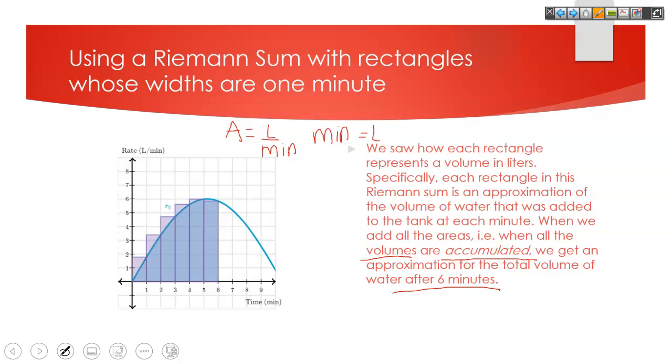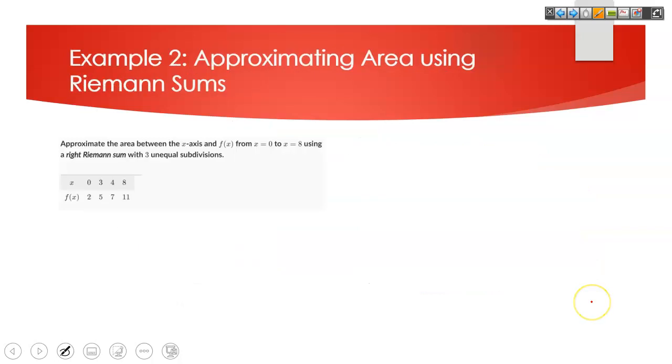And then coming back, I feel like we haven't done a Riemann sum in forever. Alright. Approximate the area using a Riemann sum. So you're given a table, you're given an interval, you're told to write with 3 unequal subintervals. They're unequal because the table isn't equal. It goes 0 to 3, 3 to 4, and then 4 to 8. So that means you need to have 1, 2, 3 rectangle areas.